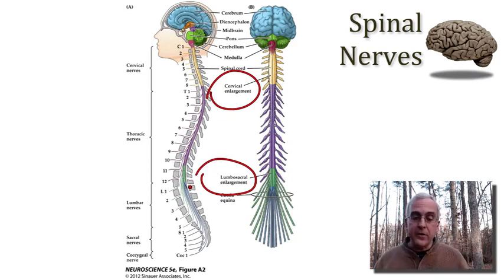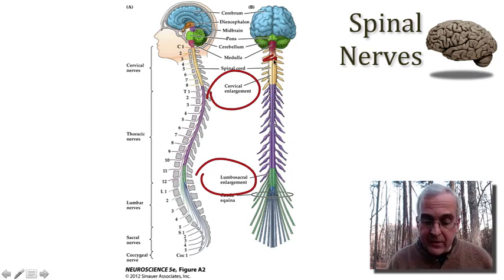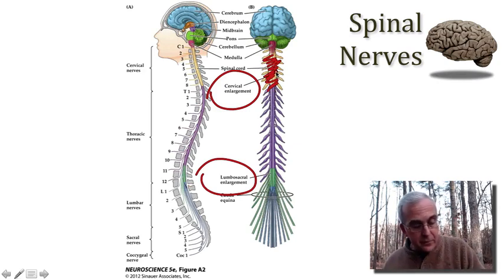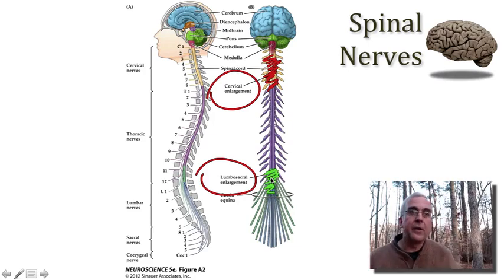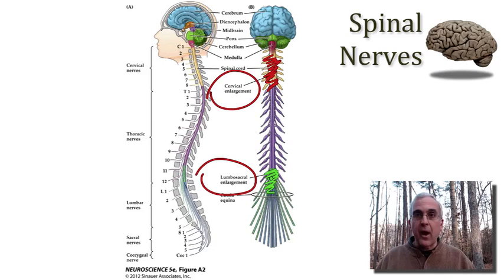So there are enlargements, or an increase in the diameter of the spinal cord, in the cervical region as well as in the lumbosacral region. And this thickening allows for an increase in the circuitry that is required to govern the activities of the arms and the legs.